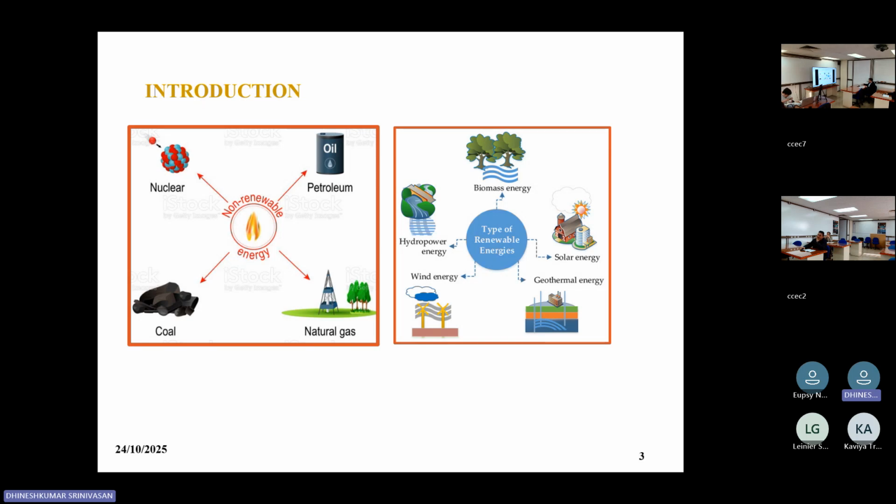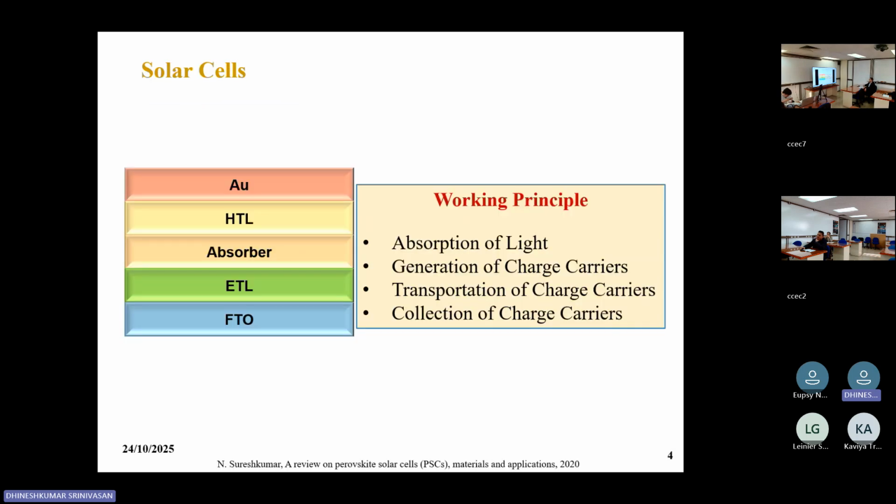And now we move on to the working of the solar cell. This is the solar cell that we are going to fabricate, which consists of FTO, electron transport layer, chalcogenide perovskite absorber, hole transport layer, and metal contact. Here, the light enters through the FTO, and then the light is transmitted to the N-type electron transport layer, and then the N-type layer transmits the light into the absorber layer.